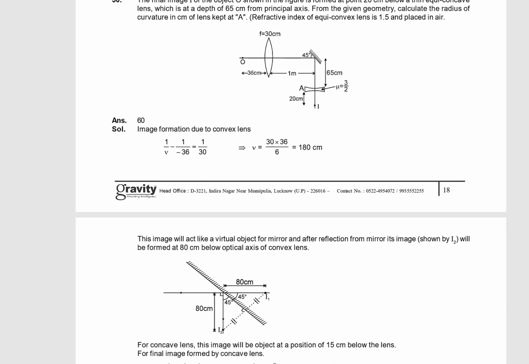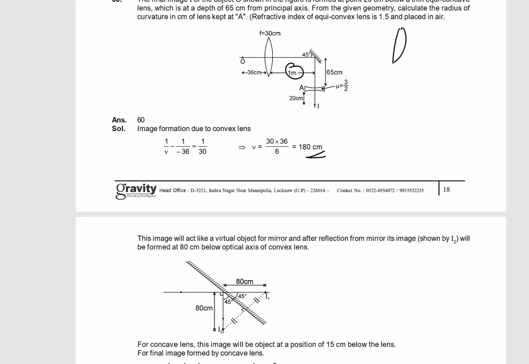Last question of this video, 30th question. Again, a very basic question. So we have an object, there is a lens of focal length 30 centimeters, and object position is 36 centimeters. First let us find the value of image position. Image position we get as 180 centimeters, and this length is 1 meter. So the image position, this is a mirror, is 80 centimeters from the mirror as shown.